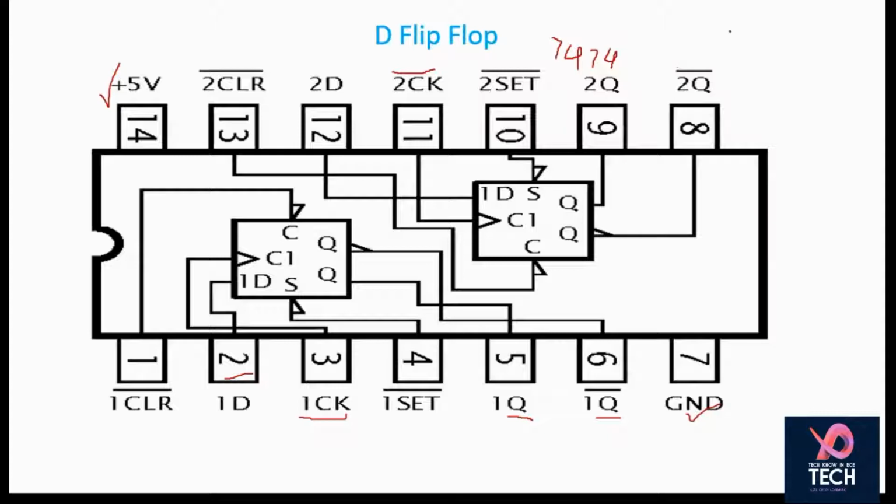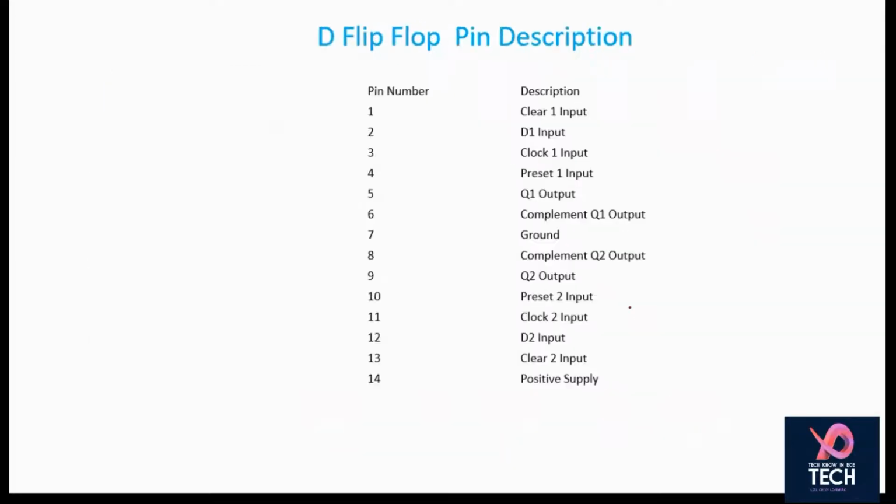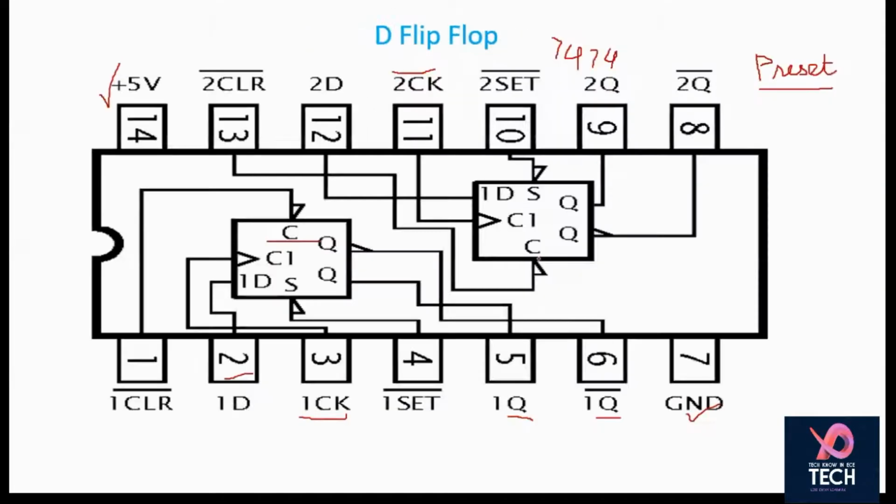In some ICs, in some data sheets, you will find that instead of set, they use the term preset. So what is the difference? Using this particular pin, we make the output conditioned to a particular level, either 0 or 1. And clear is used to erase the contents and make the output 0. So these are the descriptions. Here you can see pin number 4 is preset, and here pin number is set. So they are being used alternatively.